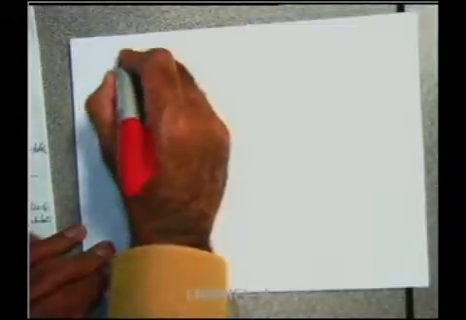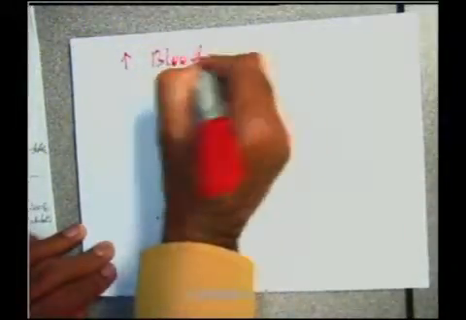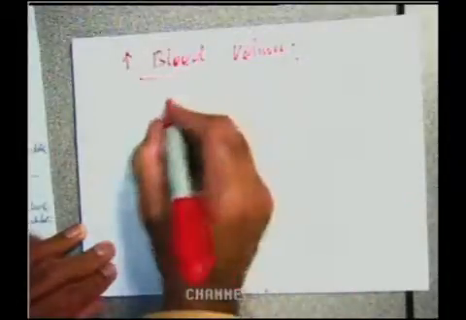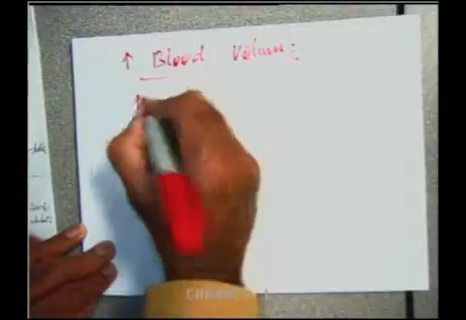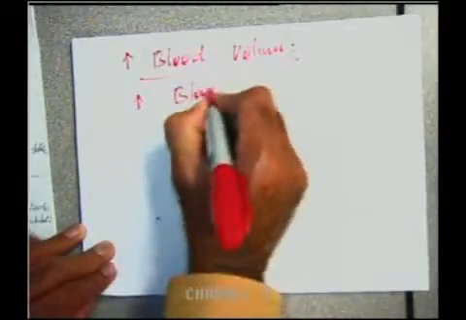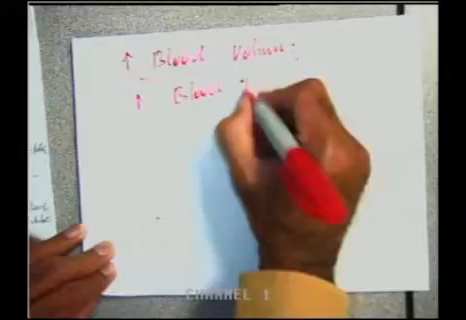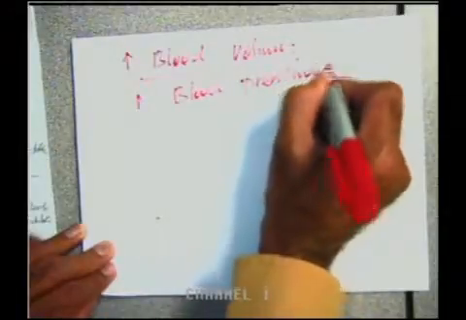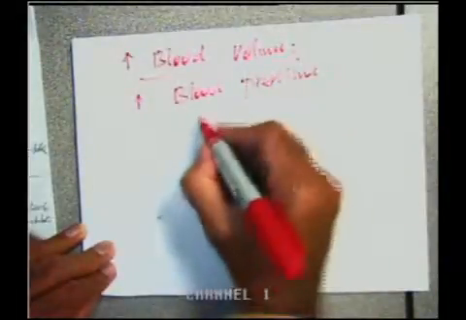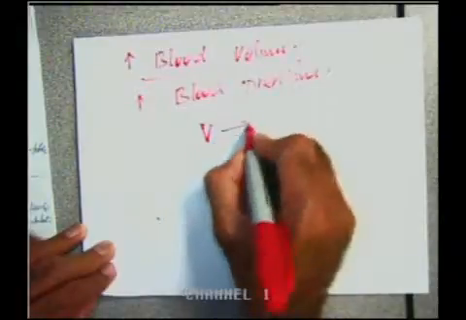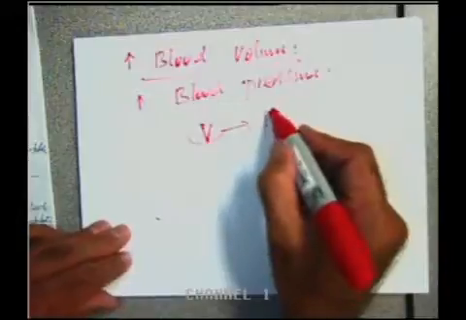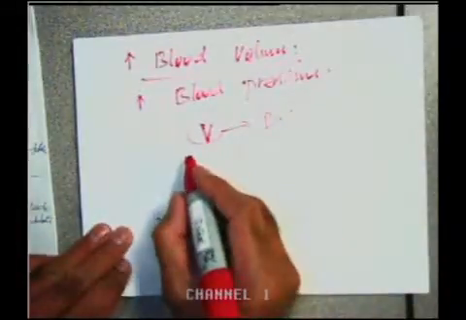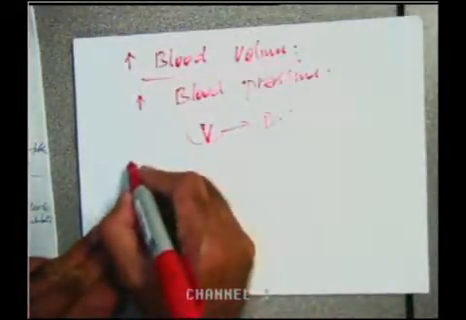When you increase the blood volume, it also increases the blood pressure. The volume is directly proportional to the pressure. If you have more volume, that can also increase the pressure. Okay.